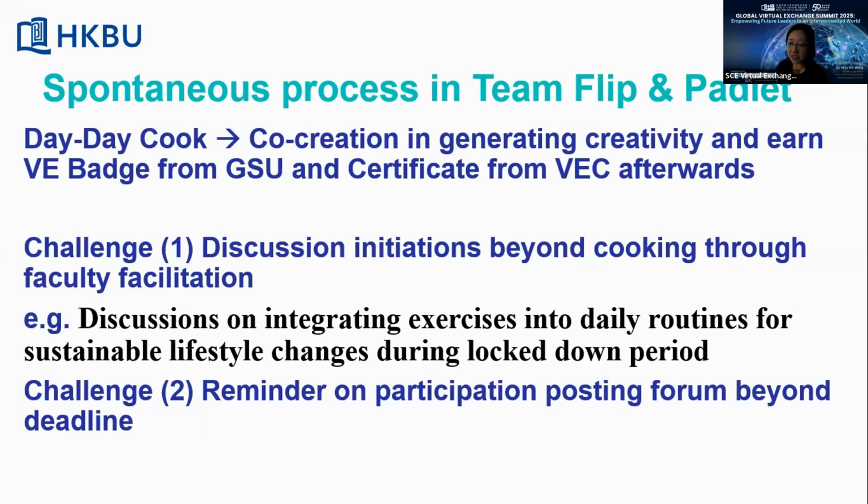Number 1 is about discussion initiation beyond cooking. With that interactive activity, our faculty tried to facilitate and call some of the students' names if they continued to keep their cameras open, so that it's easier to engage them. And then we found that the discussion could integrate other topics, such as exercise in their daily routine for sustainable lifestyle changes during that lockdown scenario, rather than just cooking. Otherwise, they will gain weight, right? They need to incorporate lifestyle changes like exercise.